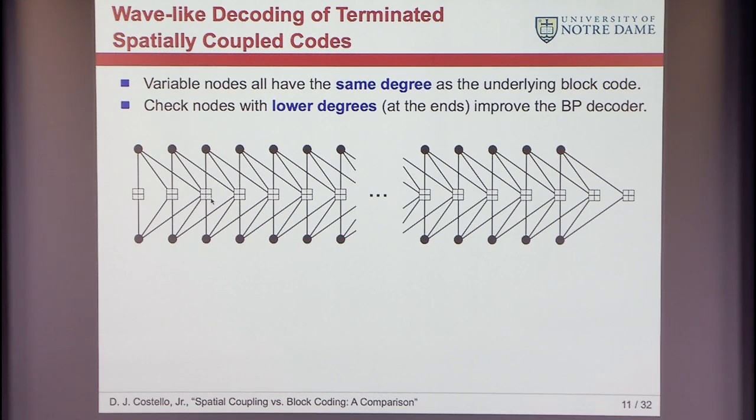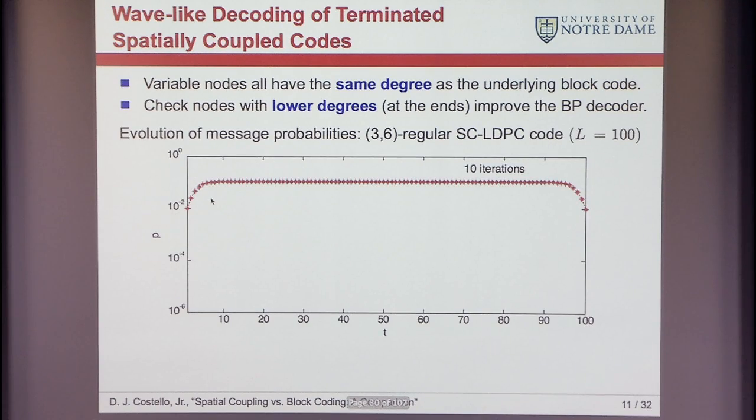Okay, and so there's a so-called wave-like encoding. As I mentioned, the variable nodes here are all going to have the same degree as the underlying block codes. The check nodes also have the same degree, except at the ends. And that's what improves the belief propagation decoder.